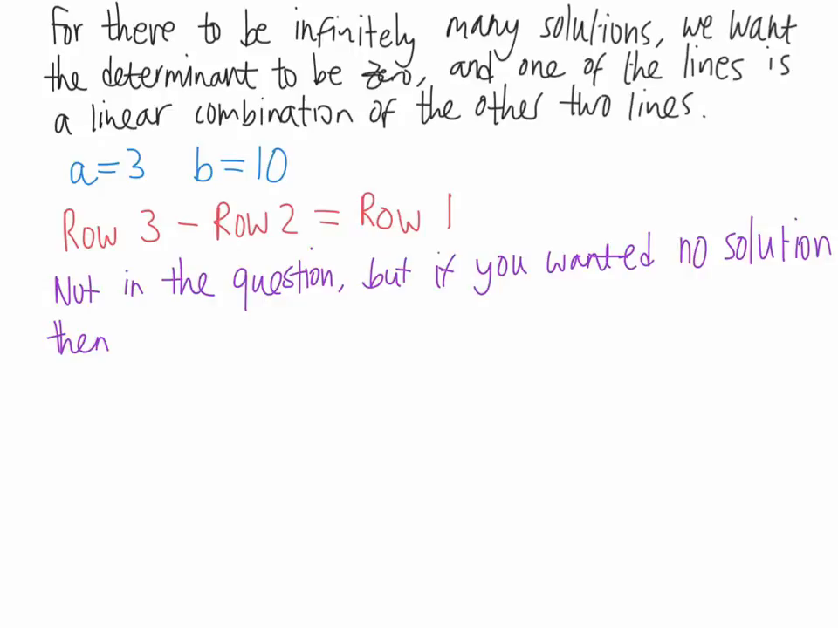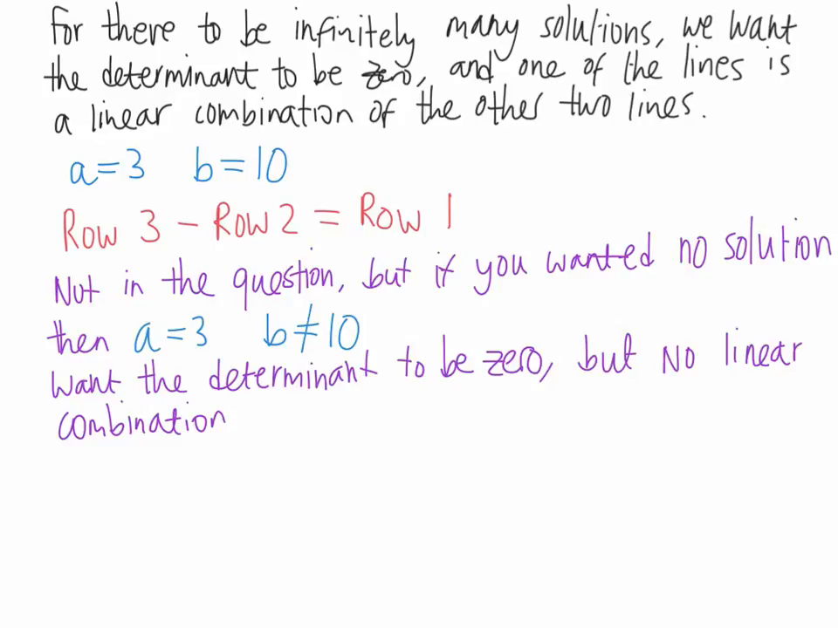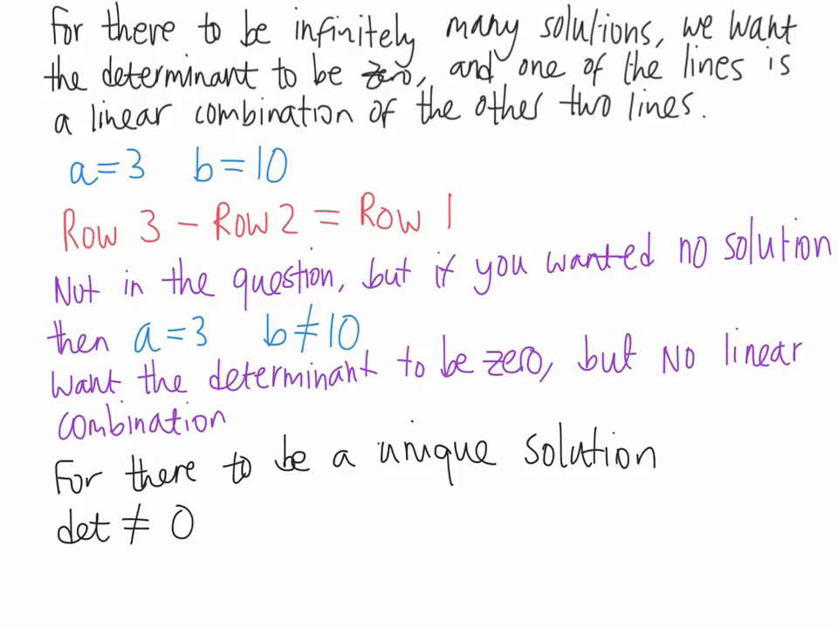And I know it's not in the question, but if you wanted no solution, then your condition would be that A equals 3, but B doesn't equal 10. And this is because you want the determinant to be 0 in the case of no solution, which is given by A being 3, but you don't want a linear combination, so you don't want B to be equal to 10. And as we said earlier, for there to be a unique solution, you want the determinant not to equal 0, and so you want A to not equal 3.